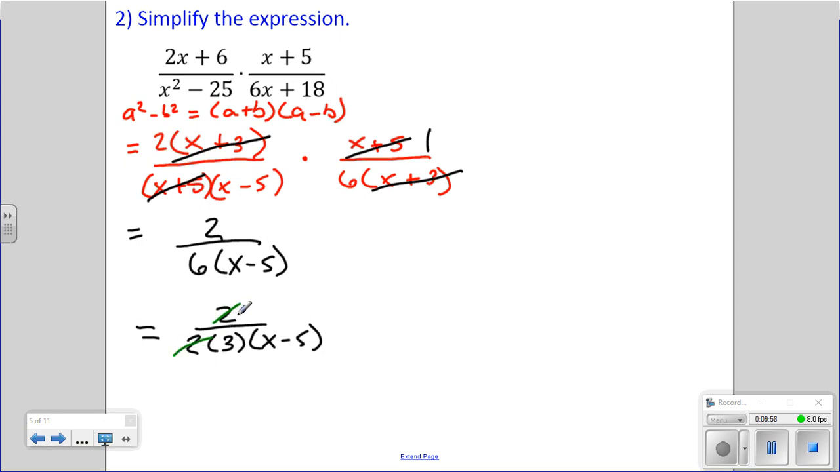So again, I took away a 2 from the top. There is still a 1 up there. So you always have to have something at the top. You can't leave the top blank. With that being said, there are no more common factors. So at the top, all I have is 1. At the bottom, I would have 3 times x minus 5. And you can leave it in factored form. You don't have to multiply it back together. It's totally fine the way it is.